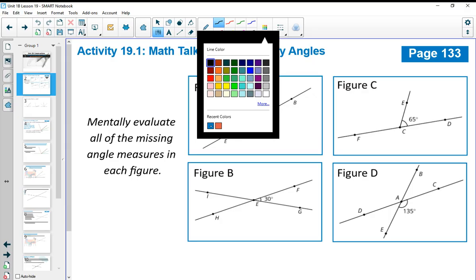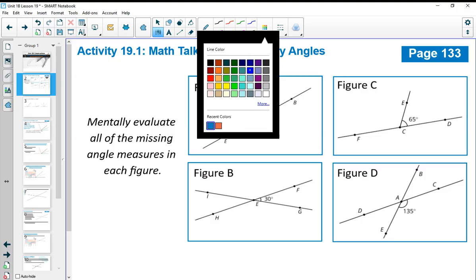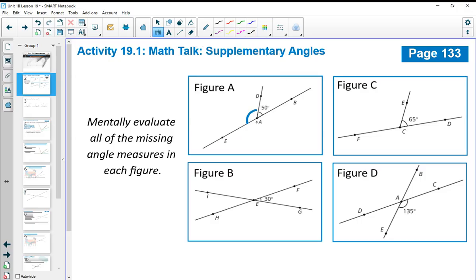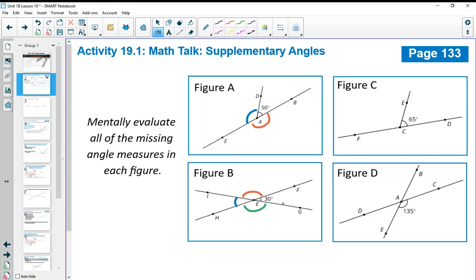So the missing angles would be this one. You want to come up with this one. You also want to come up with this one. So you want to see in these diagrams, A and C, there are two different angles to try to come up with. In figure B, you have this angle, and this angle you want to come up with, and similar in figure D. So pause the video, go ahead and try and figure those out, and then come back to check your work.